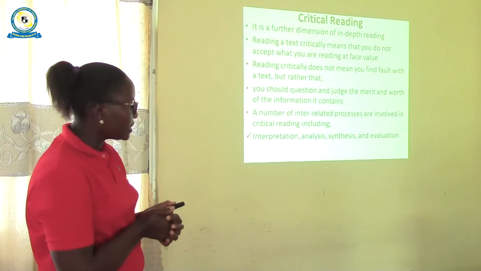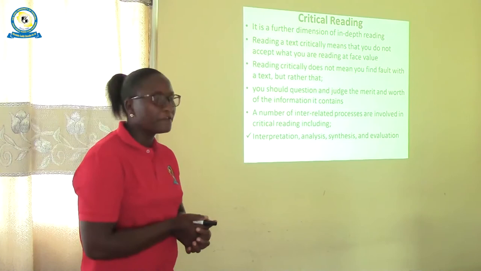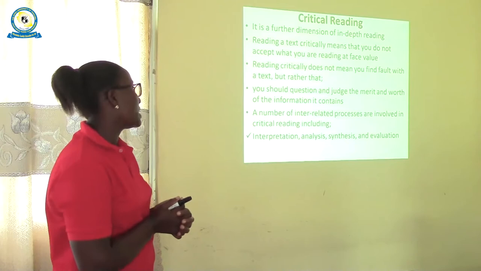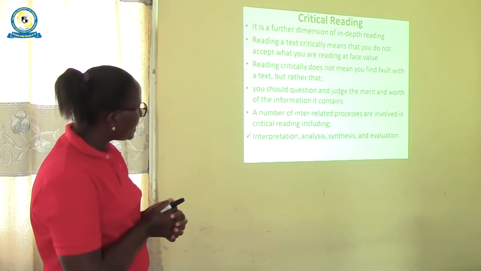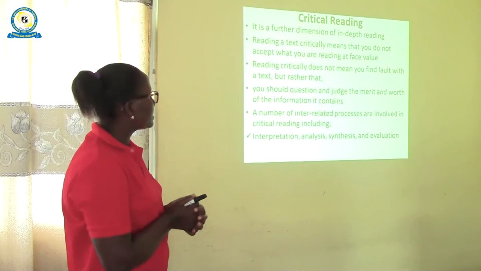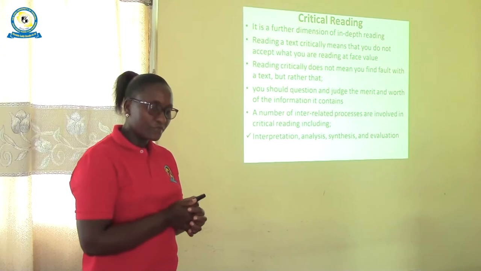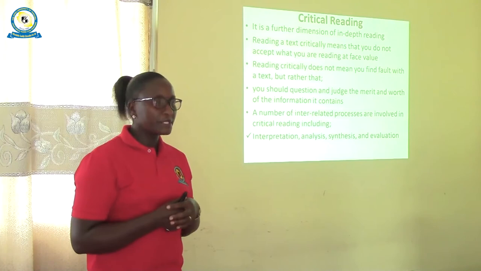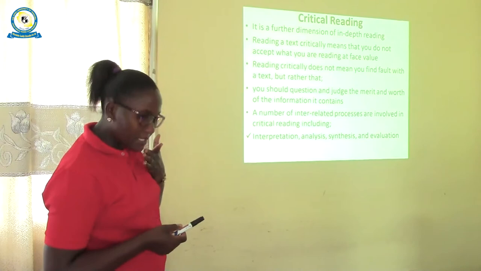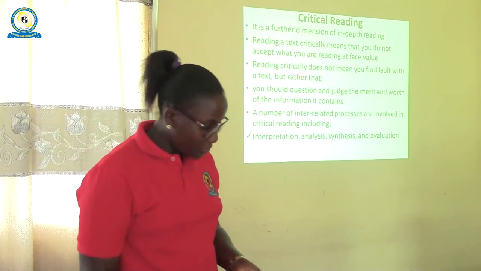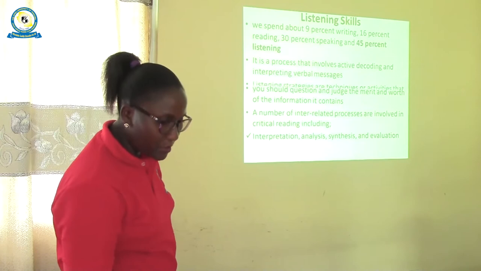There are a number of interrelated processes involved in doing critical reading. We need to interpret the information, analyze, synthesize, and evaluate. These are the stages involved when doing critical reading. It's very important that you do the interpretation of the information you are exposed to. Then you do the analysis, synthesize the information, and then evaluate, giving merit to the text, and then you can move on and accept the information.